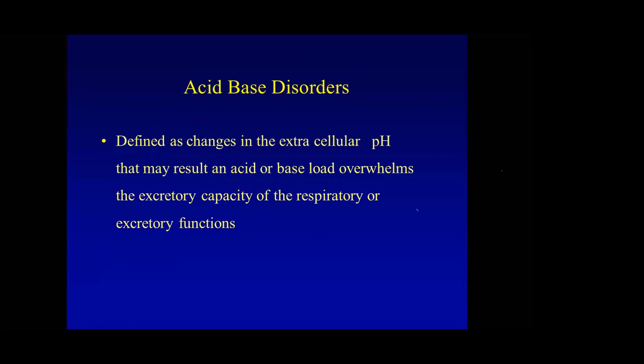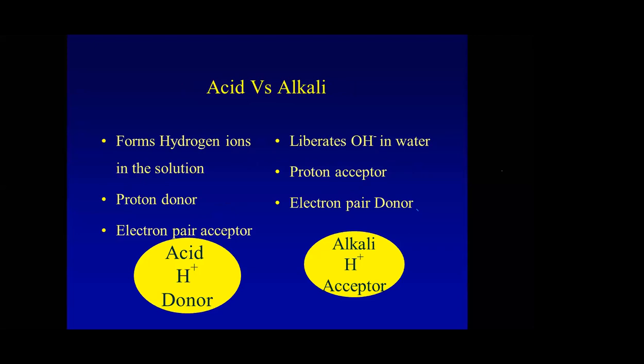So where do you see this? We are basically looking at the extracellular pH. We are not looking at the intracellular. You take the arterial blood and look at the pH. So it defines the changes in the extracellular pH. That is what you look at, whether there is an acid or base load which is overwhelming the excretory capacity of the respiratory or excretory functions. So this is what you are going to look for.